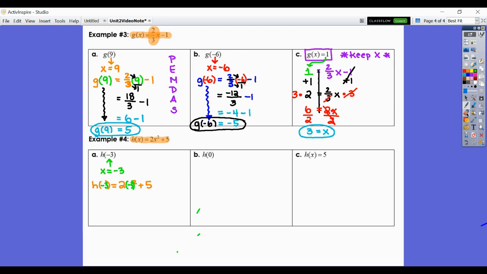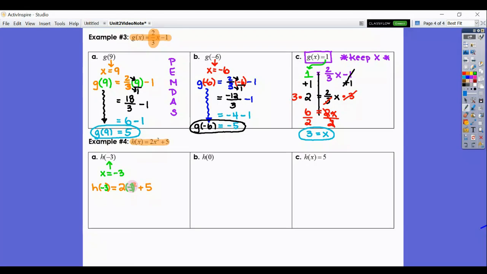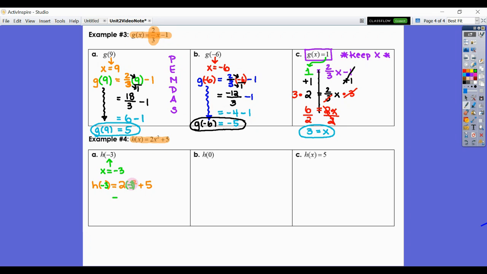Make sure that you remember PEMDAS. The parentheses are there with a -3 inside. So once I get the parentheses down to one number, I then keep going in my PEMDAS. The next thing is exponents. That's what I'm going to do here. My -3 squared is what I do first. Well, that is just -3 times -3, which is going to be a +9. Keep it in parentheses. It is multiplied to 2.